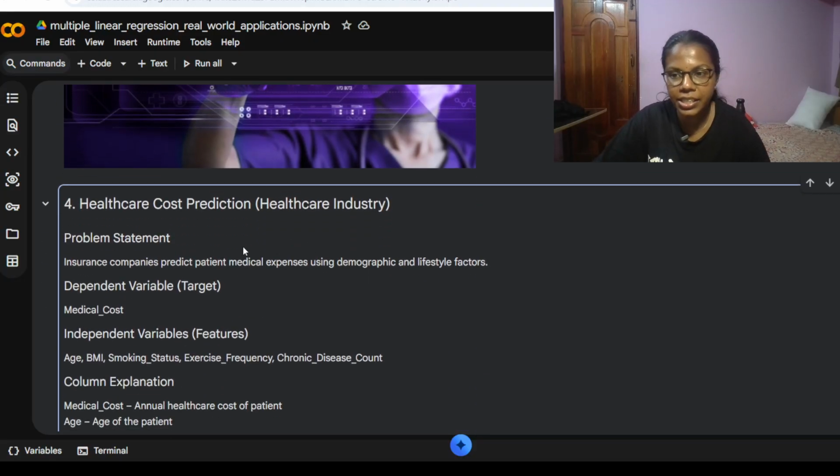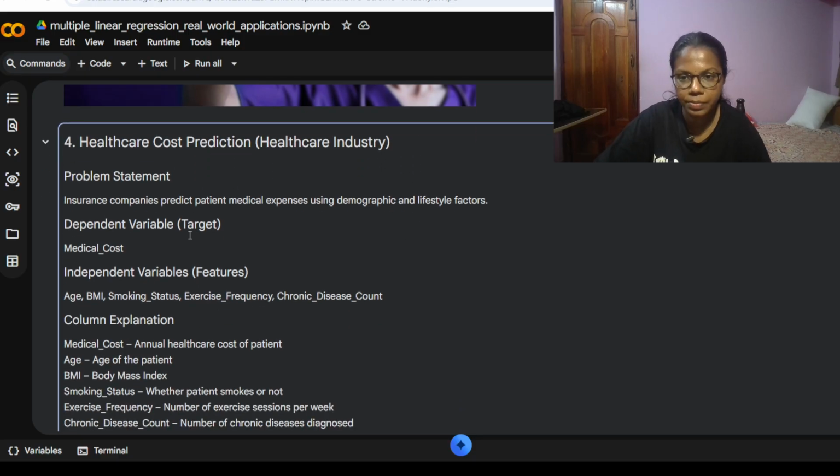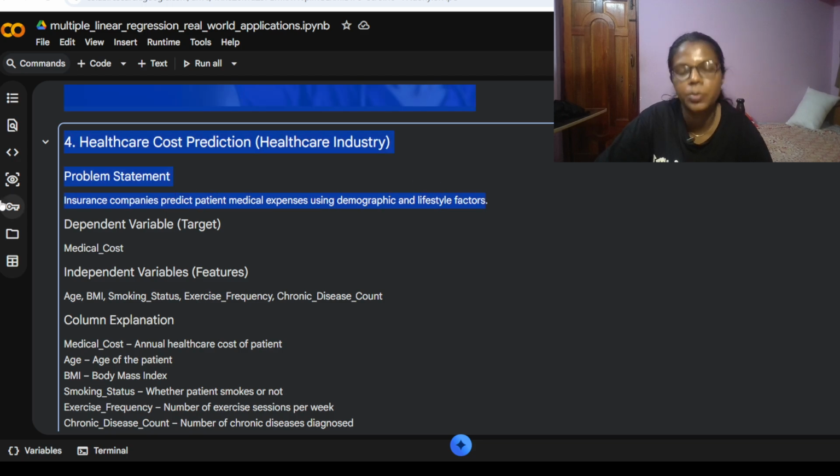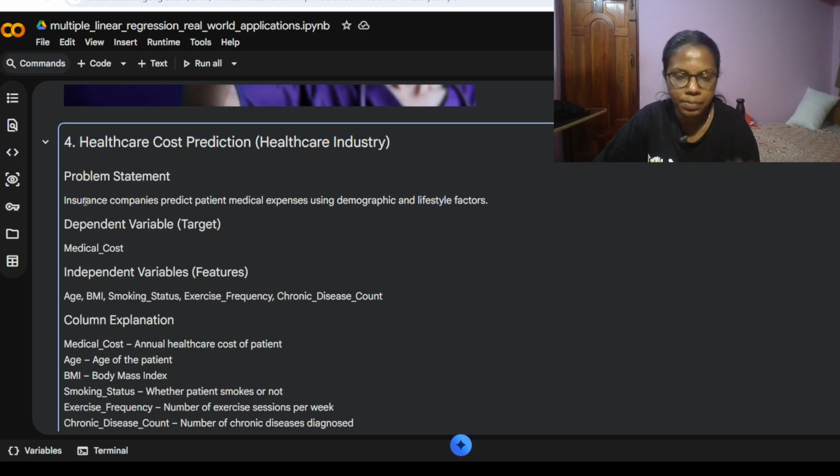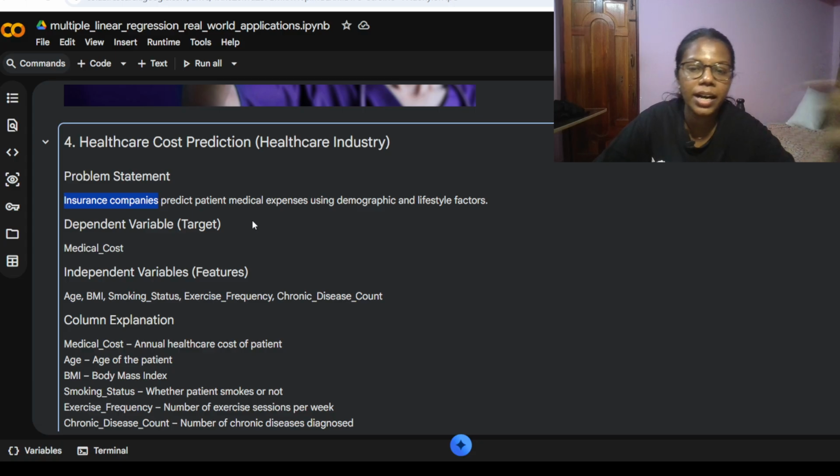The next application is healthcare cost prediction. Now, the first thing that you have to do is look into the problem statement. Insurance companies predict patient medical expenses using demographic and lifestyle factors. So, how are insurance companies predicting patients' medical expenses based on their demographic and lifestyle factors? Now, this is the clear problem statement given.